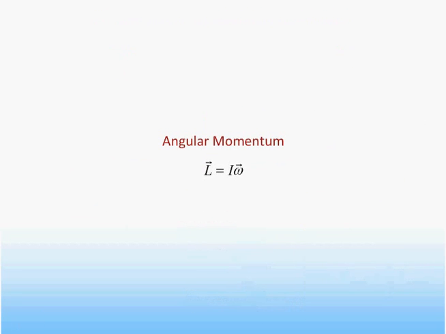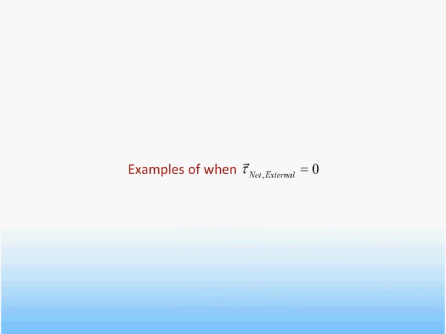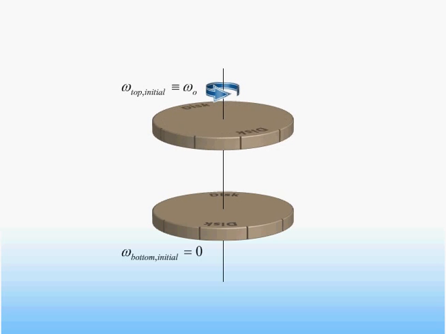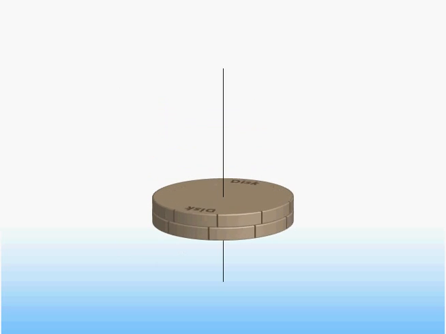Our focus to this point has been the calculation of the angular momentum of a system. We will now illustrate the use of this concept in examples in which there are no external torques acting on the system. Here we see two uniform disks having the same radius and mass, one suspended above the other. Both are free to rotate about the same vertical axis. The top disk has an initial angular velocity omega naught, and the bottom disk is initially at rest. The top disk is now dropped and lands on the bottom one.